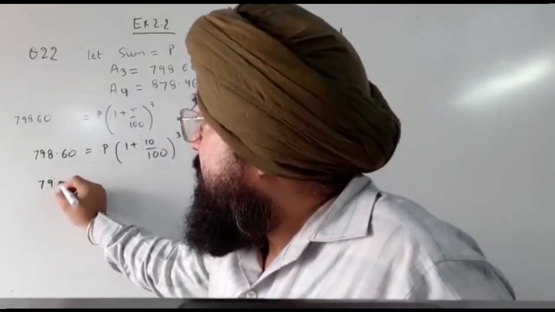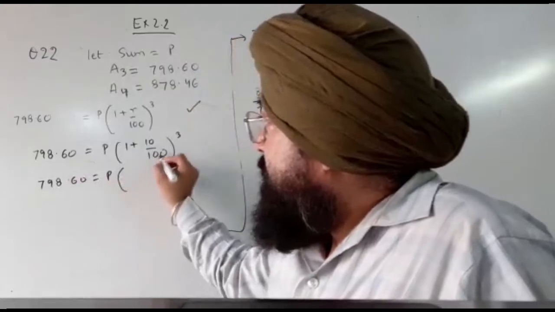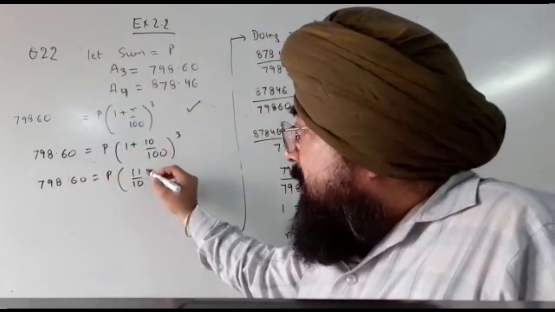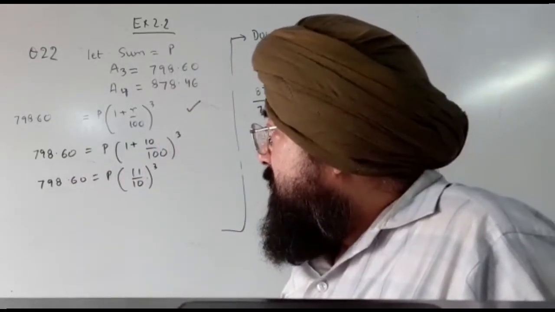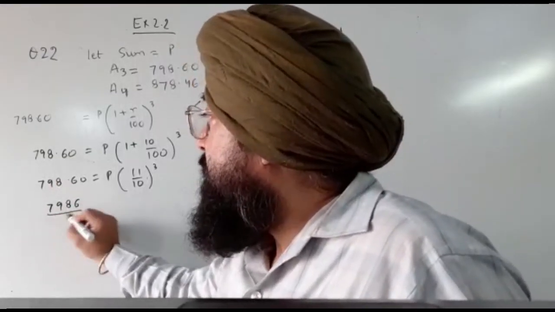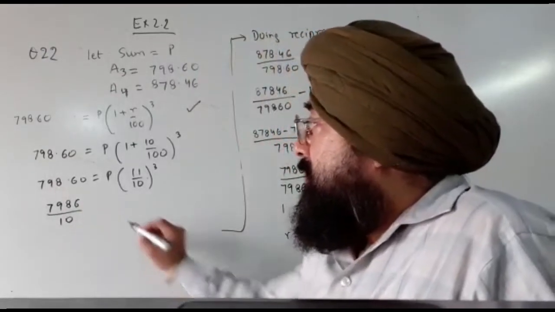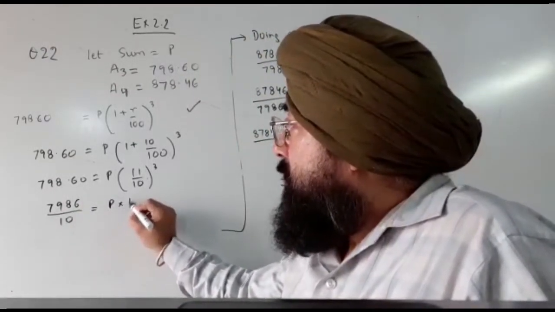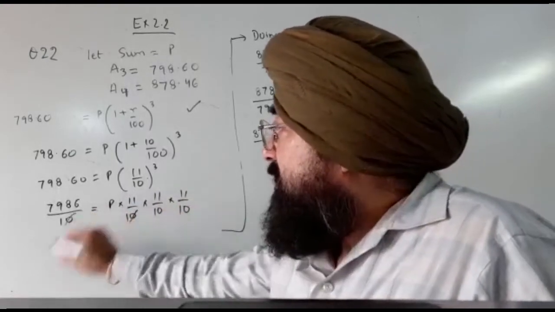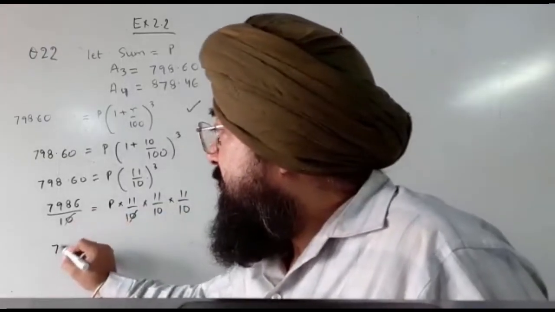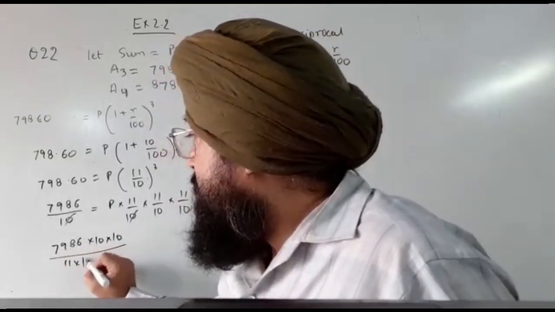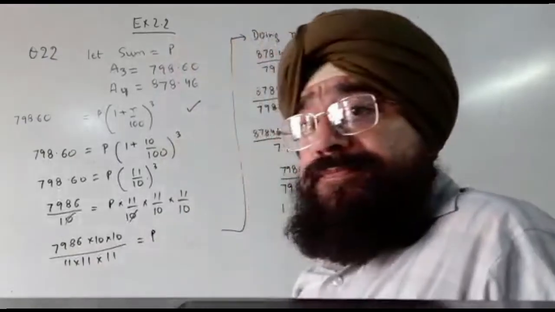So 798.60 is equal to P in the bracket, it becomes 110 upon 100, that is 11 upon 10, whole cube. If I can remove the decimal here, 7986 upon 10, isn't it? So that is equal to P into 11 upon 10 into 11 upon 10 into 11 upon 10. So the 10 cancels, and it becomes 7986 into 10 into 10 over 11 into 11 into 11 by cross multiplying.